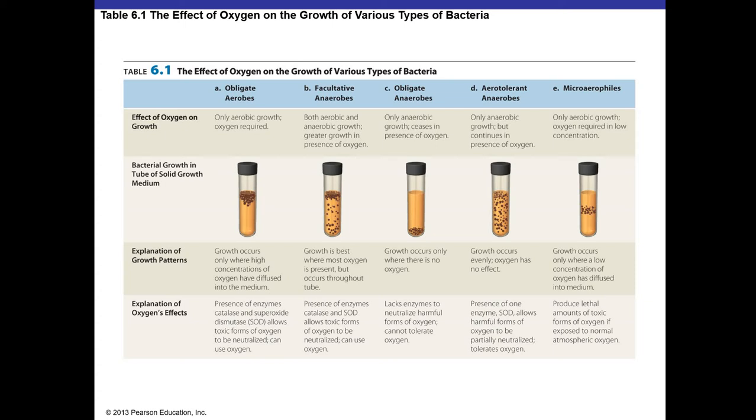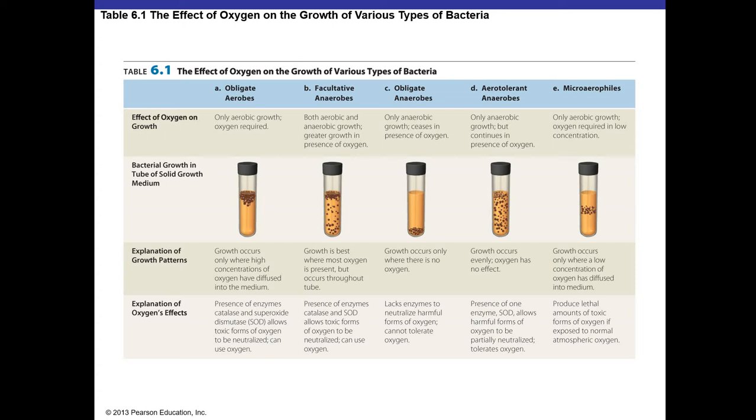But it's these enzymes that really dictate where the bacteria are going to be able to grow. So if we look at obligate aerobes that are only able to grow at the surface where the highest level of oxygen is, we see that they can grow there because they have those enzymes. They have the enzymes catalase and the superoxide dismutase, SOD, that allow them to detoxify the oxygen so that they're not harmed by those types of radical oxygen species.